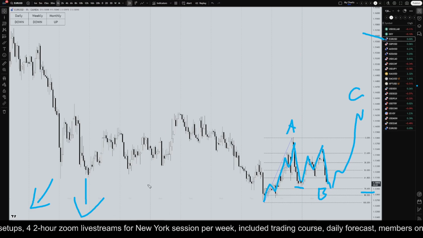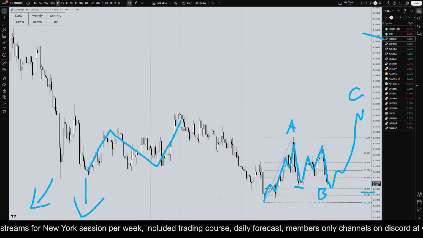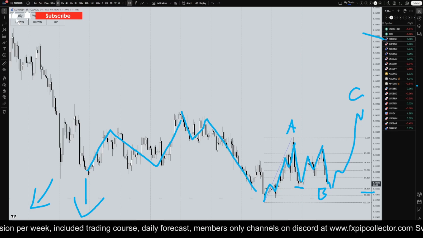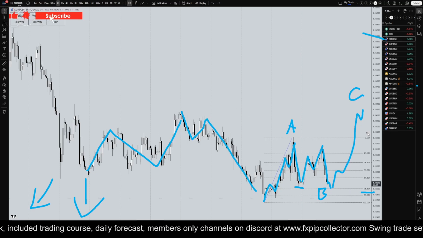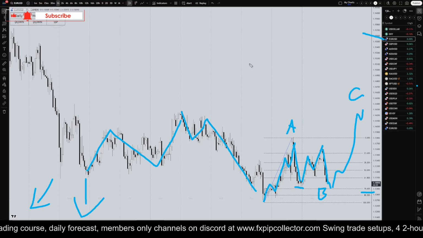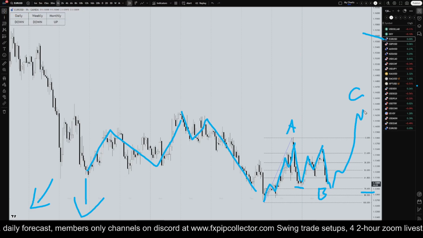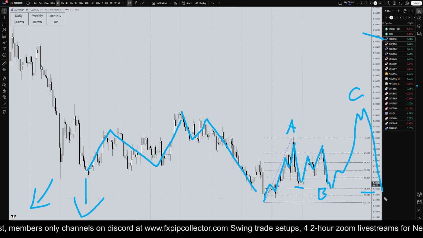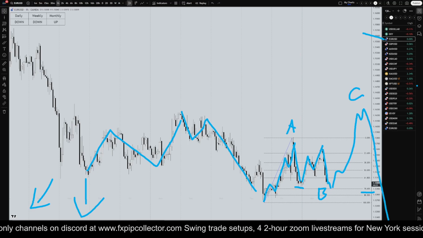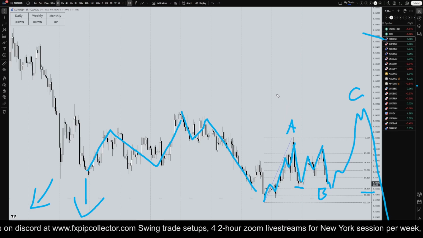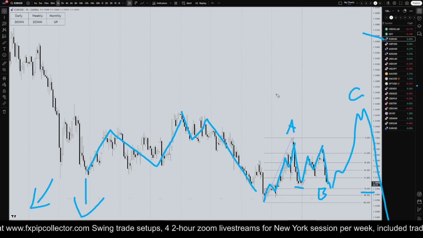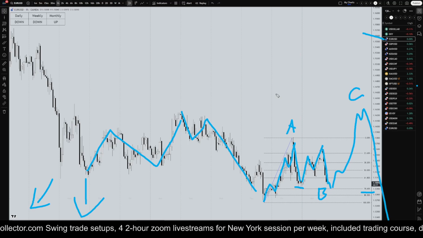I think this perhaps could even turn into some sort of a WXY because it almost looks like 1, 2, 3 up. Maybe you could even say this is like 1, 2, 3 down, and then that would turn this into a WXY corrective pattern, which means that potentially we could be setting up for a really big short midweek. And we do have a US interest rate this week, so maybe setting up for a really good opportunity midweek for a US interest rate.